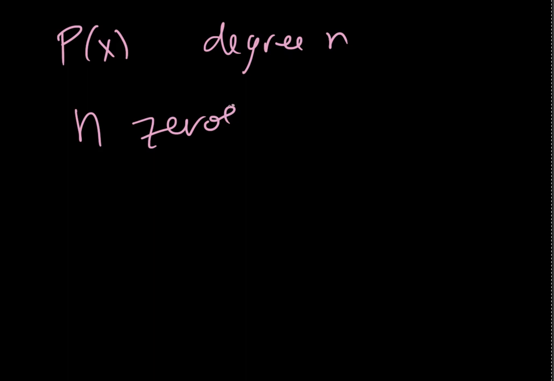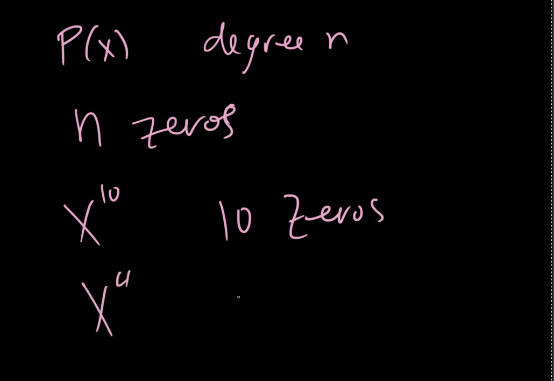Today we're going to talk about the fundamental theorem of algebra, and what it says is if we have a polynomial and it has degree n, then there are n zeros. So what that essentially means, if our highest power of x, or the degree, is 10, then we'll have 10 zeros. If the highest power is 4, then we will only have 4 zeros.